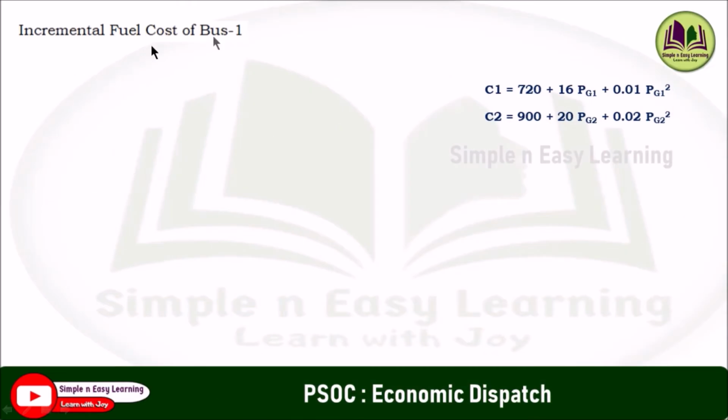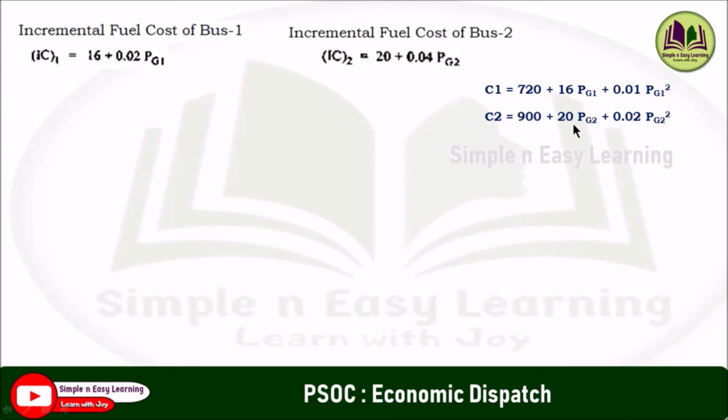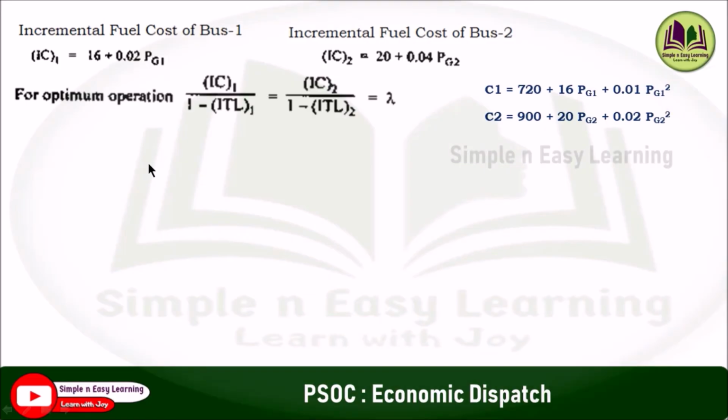Next, the incremental fuel cost of bus 1. We simply differentiate the cost function of plant 1 with respect to PG1. The 720 is a constant, so it becomes 0; differentiating 16 PG1 gives 16; and differentiating 0.01 PG1 square gives 2 into 0.01, which is 0.02 PG1. Similarly, the incremental fuel cost of bus 2, differentiating the C2 equation with respect to PG2, is 20 plus 0.04 PG2. We calculated the incremental transmission loss and incremental fuel cost to substitute in the optimum operation condition.